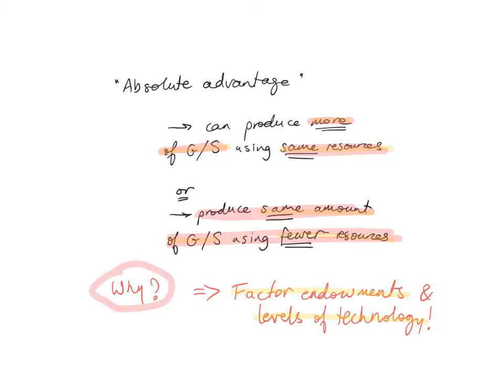What's the source of absolute advantage? Why is it that it exists? Well, it exists because countries have different factor endowments. Countries are endowed with different factors of production. Some countries have a very large labor force. They're endowed with very large, plentiful, and cheap labor. Some countries are endowed with a lot of natural resources, a lot of fertile land that allows them to have an absolute advantage in farming. Some countries have a higher level of technology. All of these things contribute to a country's absolute advantage.